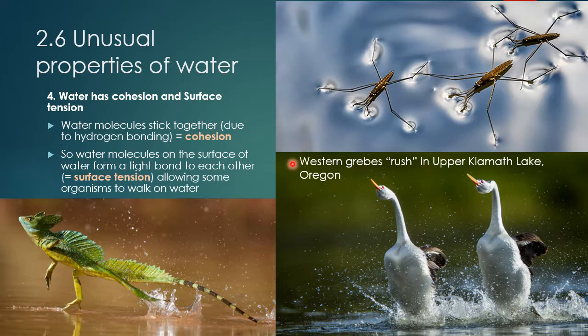Here are some western grebes doing something they call rushing in Upper Klamath Lake. And that's a mating practice that they do where they run on the water and move back and forth. So lots of different organisms are able to use that surface tension and either live on or run on the surface of the water.